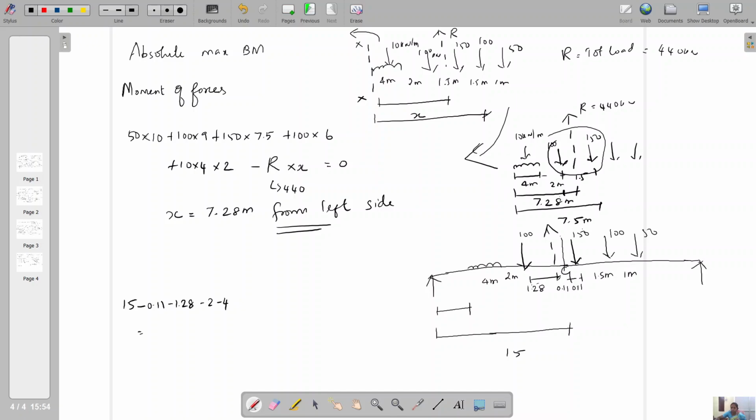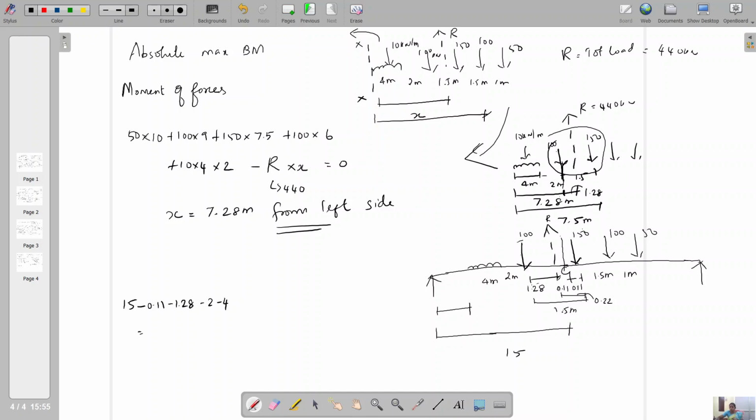So if you deduct 4 and 2, you will get the clear distance from 100 to the resultant, that is 1.28 meter. That is the distance between the 100 kilonewton and the resultant. Totally, 100 kilonewton and 150 kilonewton spacing will be 1.5 meter. 1.5 minus 1.28 will be 0.22 meter. We already calculated 0.22 meter. That's why we considered 150 kilonewton as the critical load, which is nearer to the resultant than this load.